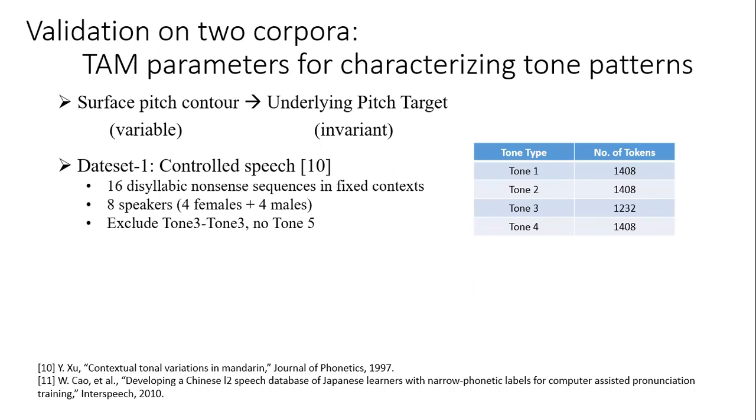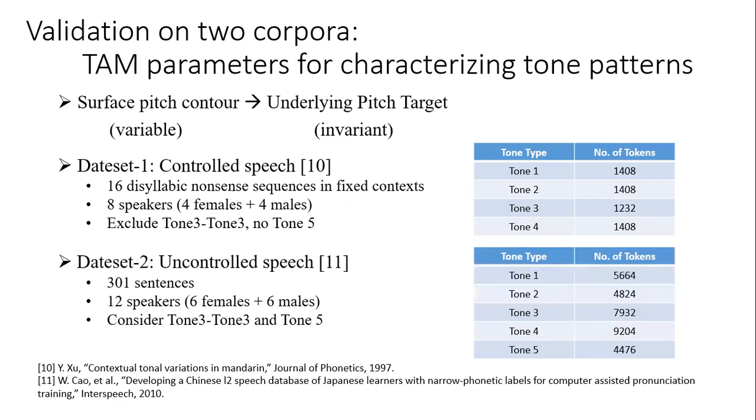The first dataset consists of disyllabic non-sentence sequences spoken in fixed contexts. It involves only 4 lexical tones. Dataset 2 contains more tonal variations, including tone sandhi cases and neutral tones.